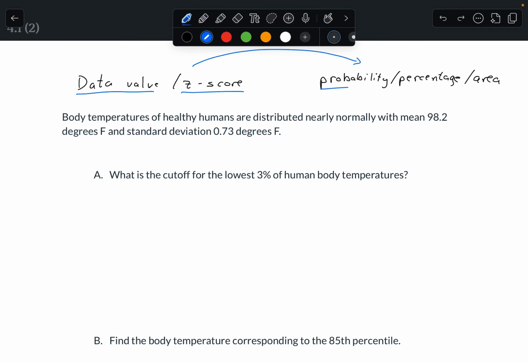What if I'm starting with a probability or percentage or an area on my normal curve, and I want to go backwards in particular to find that real-world data value corresponding to that? So let's take a look at a few examples.